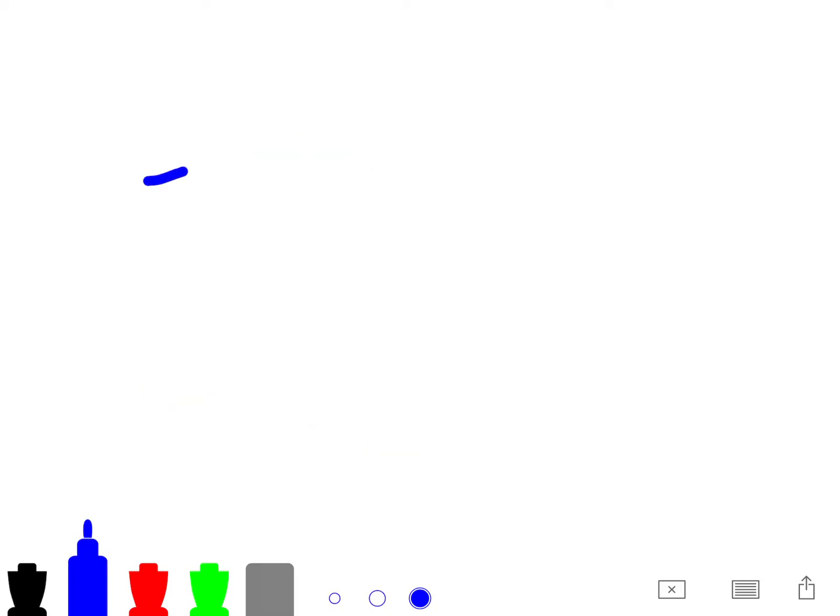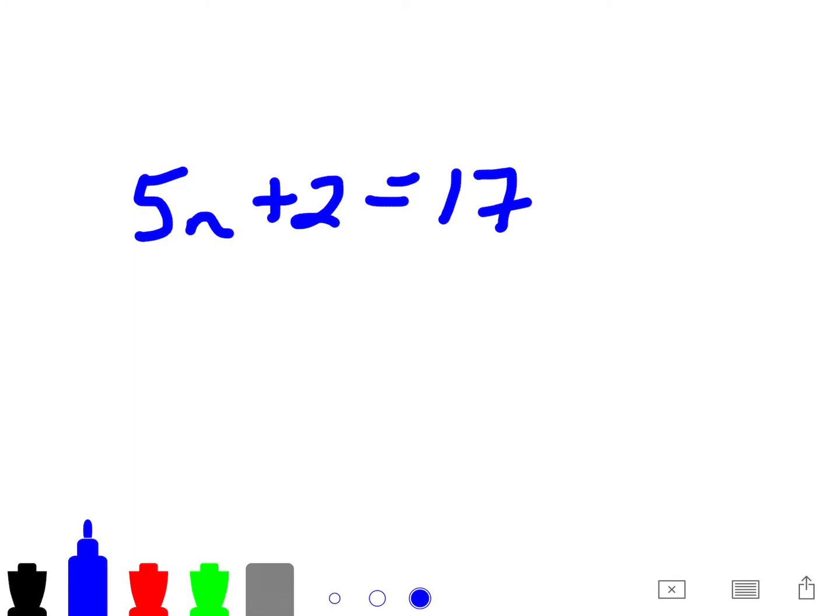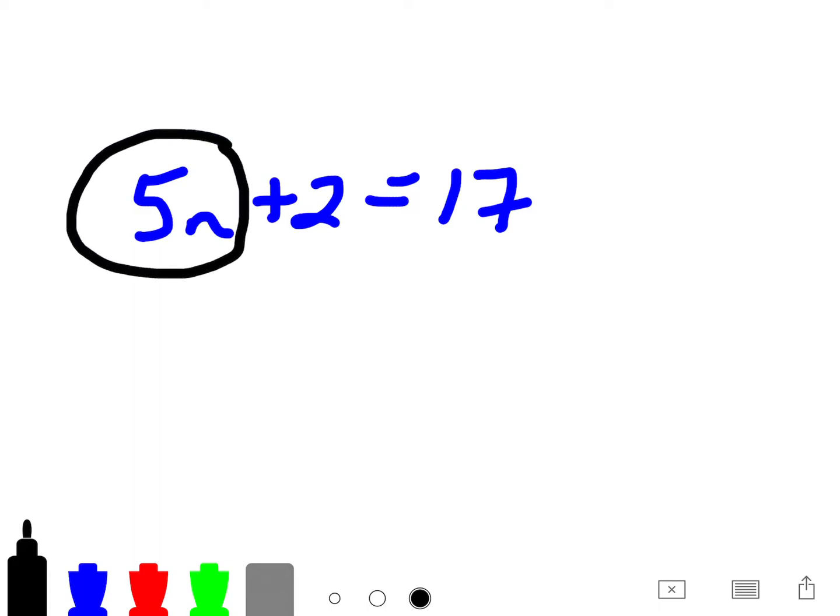If we have 5n plus 2 equals 17. So this is an example of a two-step equation. So normally we would circle the variable. This time what I'm going to do is I'm going to circle the whole term that contains my variable. What I've said before is that the 5 is very stuck to the n, and the plus 2 is not very stuck to the n. So I'm going to deal with that plus 2 before I deal with the 5n that's really stuck together.